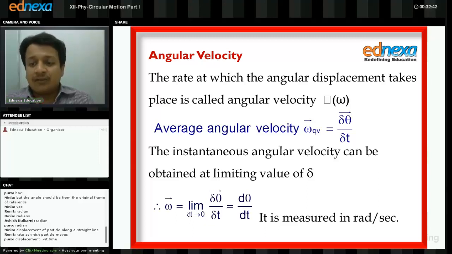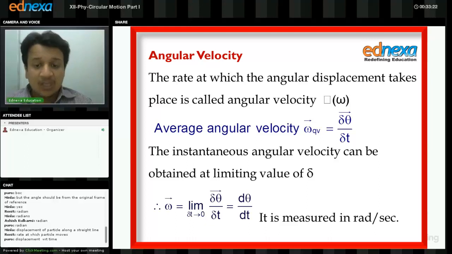The instantaneous angular velocity. What does instantaneous angular velocity mean? Suppose I just started revolving the stone, and immediately you ask me, please tell me the value of angular velocity. I just started, so time is how much? Almost zero. Suppose I started whirling the stone, and within 0.1 second you ask me. So 0.1 second means time is almost zero.